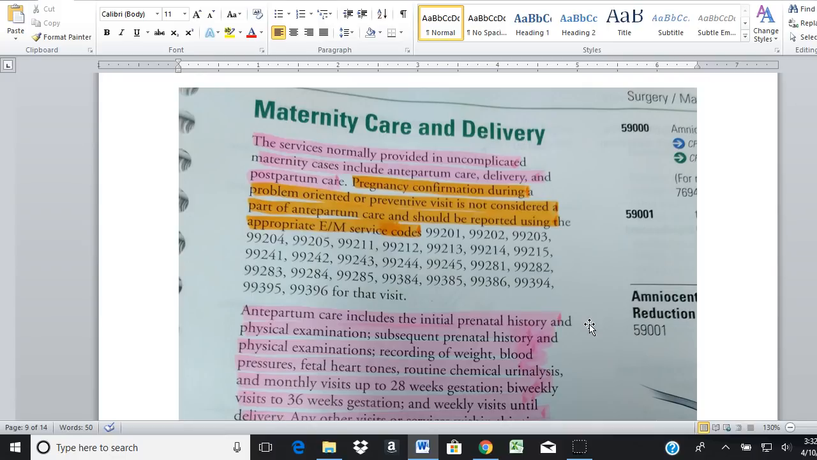Now, pregnancy confirmation during a problem-oriented or preventative visit is not considered part of antepartum care and should be reported using the appropriate E&M service code. So for instance, a lot of women end up going to their primary care or their OBGYN for the urine pregnancy test. Okay, for pregnancy confirmation during a visit, that is not included in these codes. Okay, so basically after confirmation happens, that's when the antepartum care starts. The first visit you have with OBGYN after you've had the pregnancy confirmation.